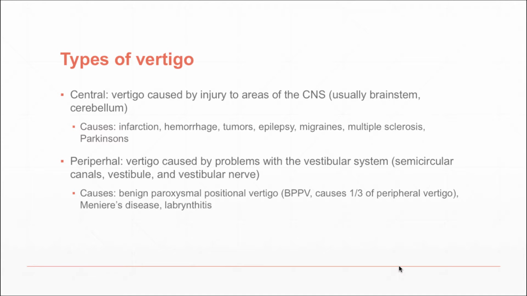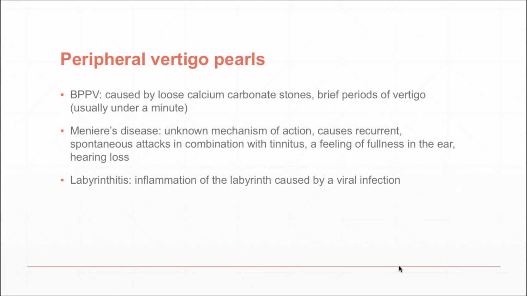So in terms of characterizing different types of vertigo, there's central and peripheral. Central is what we worry about the most, so these are strokes, hemorrhages, tumors, MS, Parkinson's. Peripheral is what we see a lot more often, I feel. These are problems with the vestibular system. So BPPV, labyrinthitis, Meniere's, those are the most common things that we see that cause peripheral vertigo.